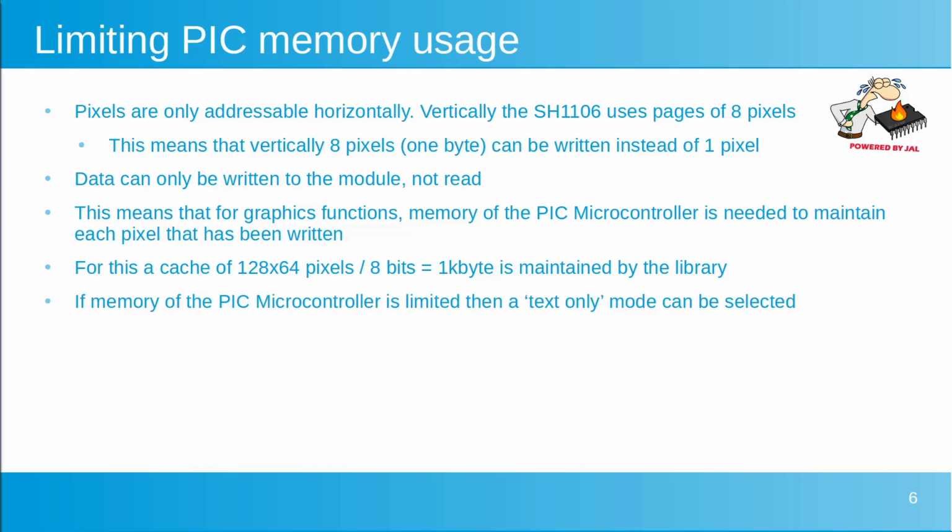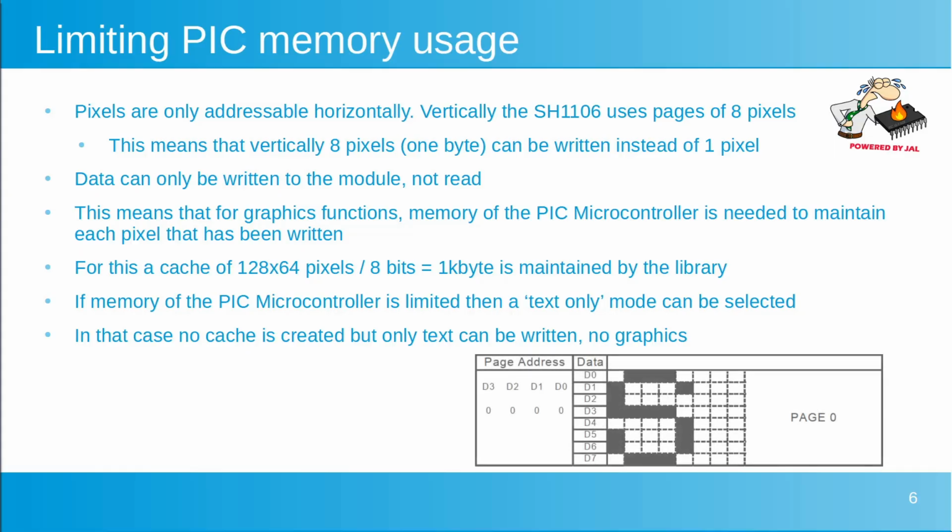And of course there are PIC microcontrollers that don't have the 1K memory available, so there's an option for the library to use only the text mode. In that case there's no cache, but of course you can only write text and no graphics. And this is what, for example, a page looks like. So this is page 0, it has 0 to 7, so 64 pixels. And you can only write bytes.